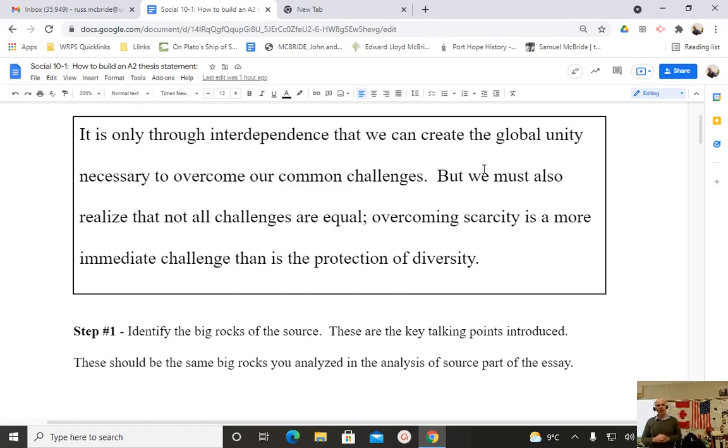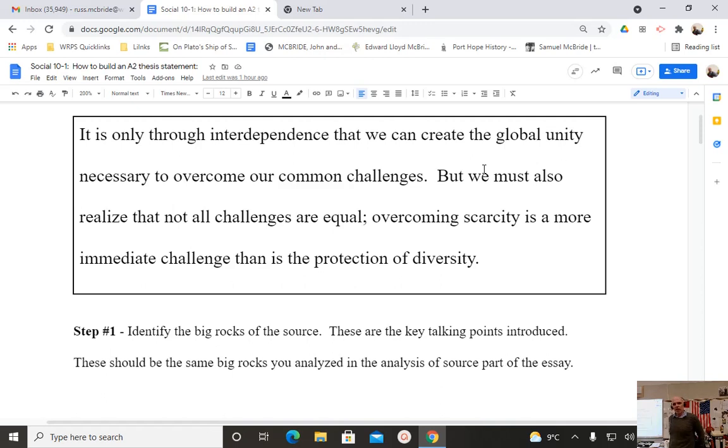So that's the first step of thesis creation, is to consider, identify those big rocks. Here there are words like scarcity and diversity, this idea of common challenges, and the source is offered a path as a solution. Interdependence will build global unity. That's what you're responding to now. Any questions about step one?